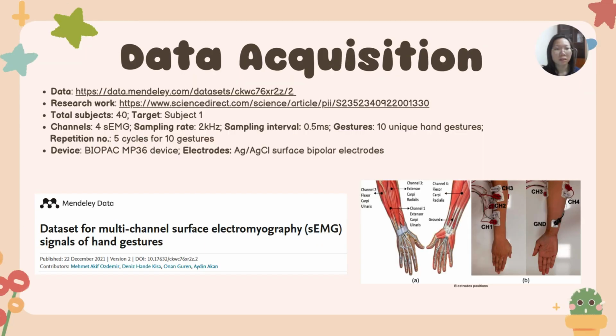Our data was taken from the Mendeley data. Total subject is 40. We only target subject 1. Total channel used for the surface EMG is 4 and the sampling rate is 2 kHz with 10 unique gestures and 5 cycles of repetition for these 10 gestures. The device used to record the EMG is the BioPac MP36 device.